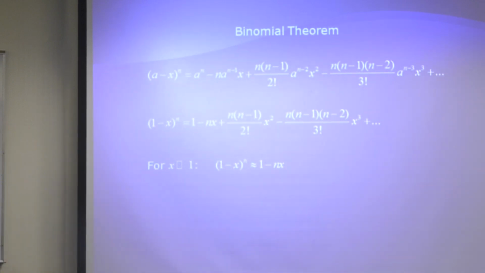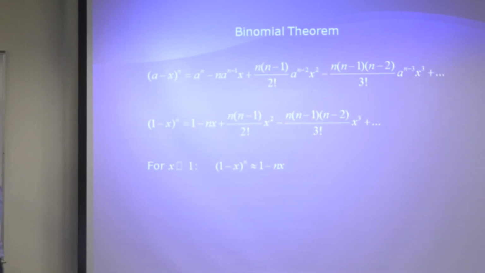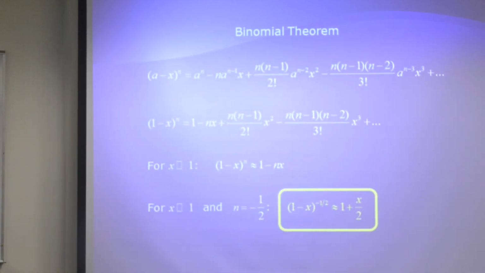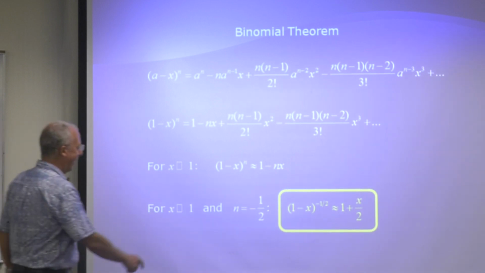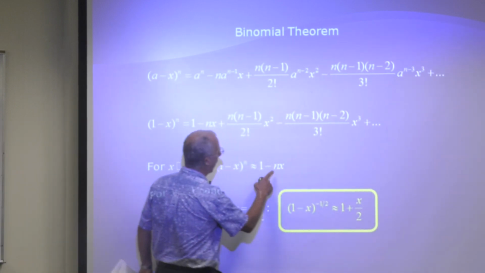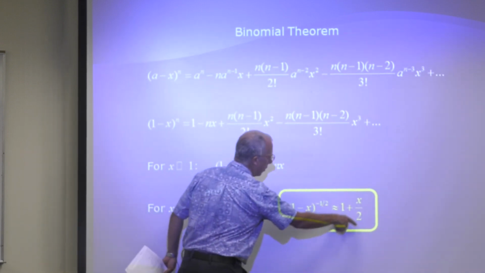All right. Now, what we want is for n, the exponent, to be minus a half. So you just put in minus a half for n. And then you get (1 minus x) to the minus 1/2 is approximately equal to 1 plus, right? If this is minus a half, minus minus is plus. So you get plus x over 2.